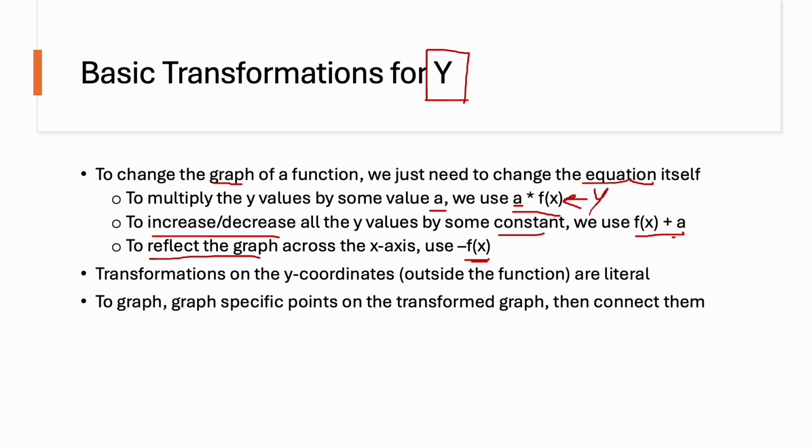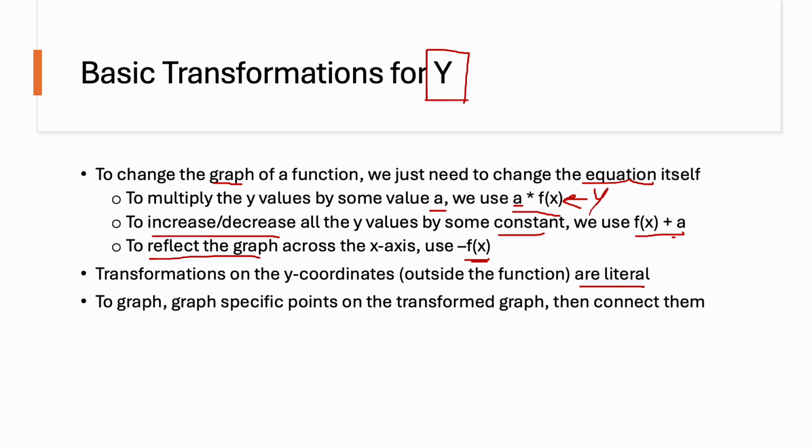And an important thing to note here is that transformations this way are literal. And what do I mean by that? I mean, if we multiply by a, it's going to multiply the y values by a. If we add a, it's going to add a to the y values. And that might seem obvious at first, but it'll change when we get later and get more complicated. So just keep that in mind for now.